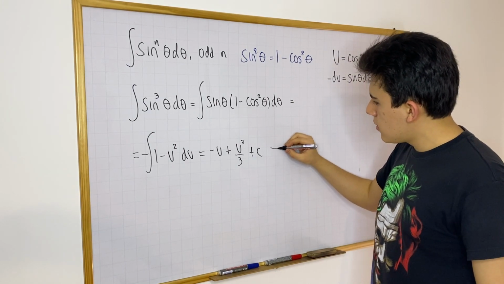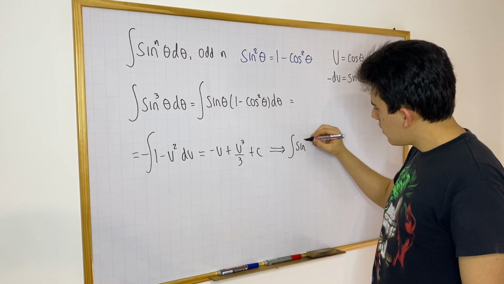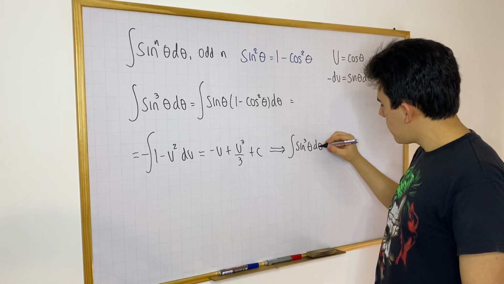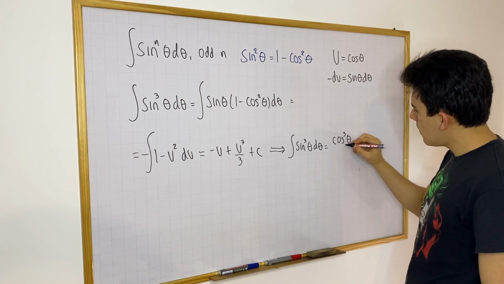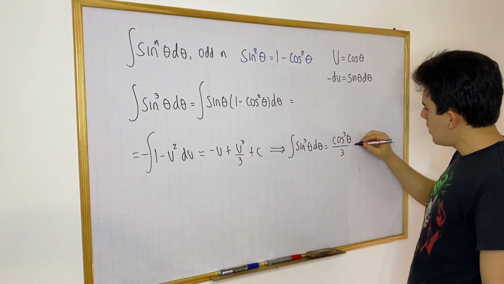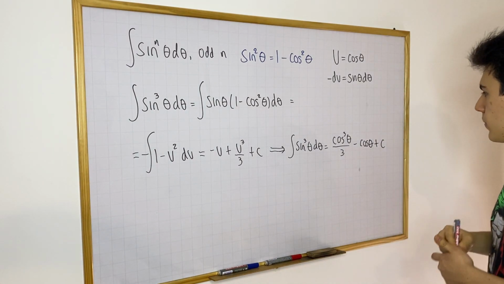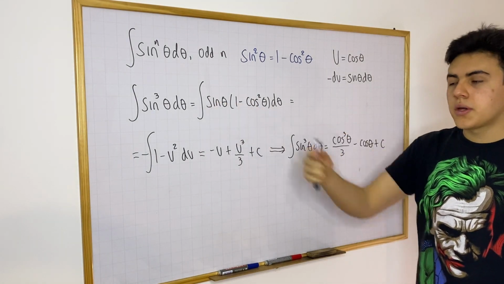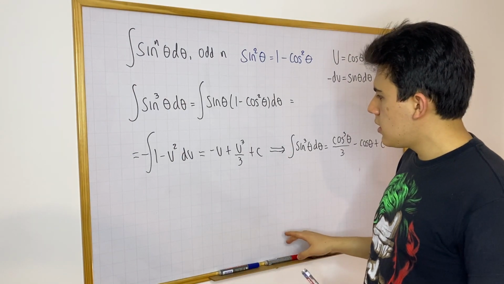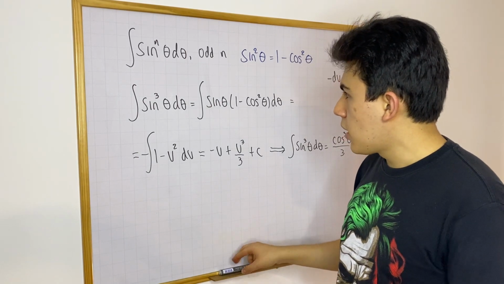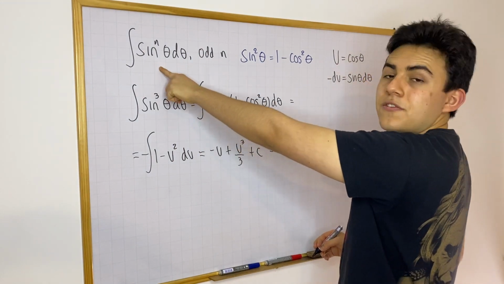So I'm going to write this over here. This means that the integral of sine cubed theta d theta will be equal to cosine cubed theta divided by 3 minus cosine theta plus a constant of integration, okay? So yeah, this is what you get for sine cubed. This is how you can use this approach to compute any odd power of sine, okay?